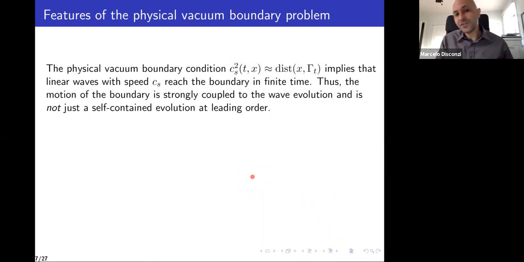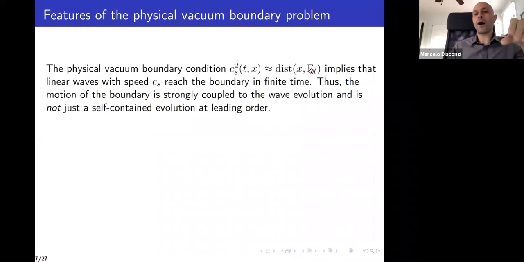Now, this physical vacuum boundary condition, that the sound speed squared is comparable to the distance to the boundary, in particular implies that if you look at linear waves with this sound speed, they reach the boundary in finite time. Therefore, the motion of the boundary is strongly coupled with the wave evolution, and it's not just a self-contained evolution at leading order. Now, if you haven't seen free boundary problems before, that statement might look out of place here, but I'm just pointing this out because in many free boundary problems, you can sort of view the evolution of the boundary more or less as self-contained. But here, the evolution of the boundary is strongly coupled to the evolution of the fluid in the interior.